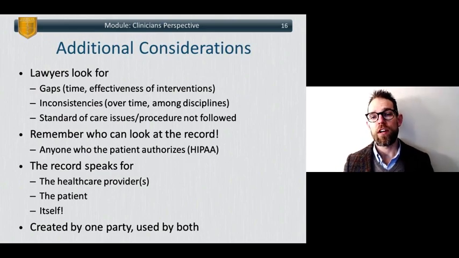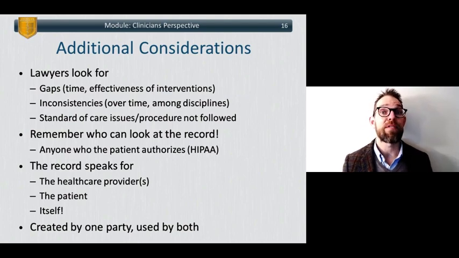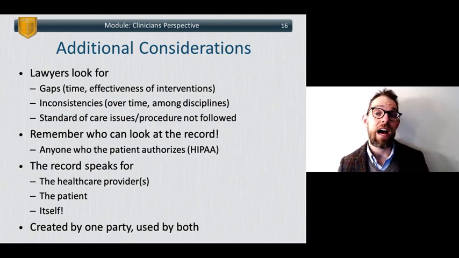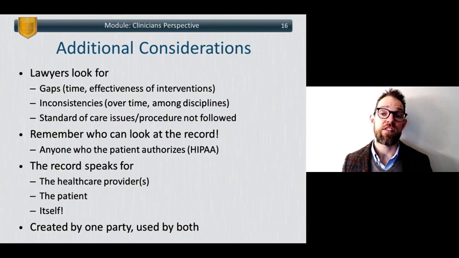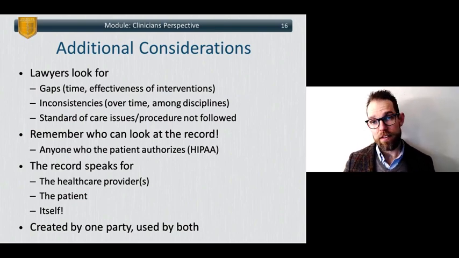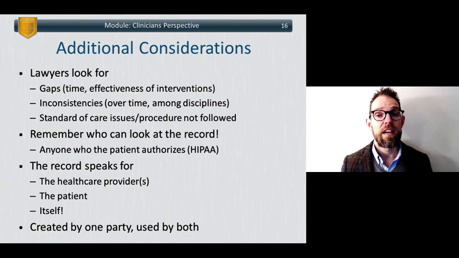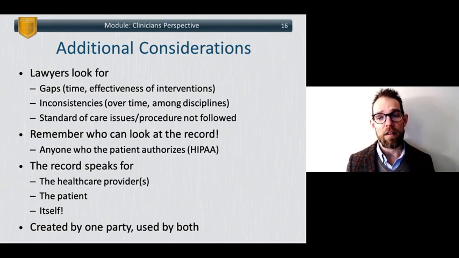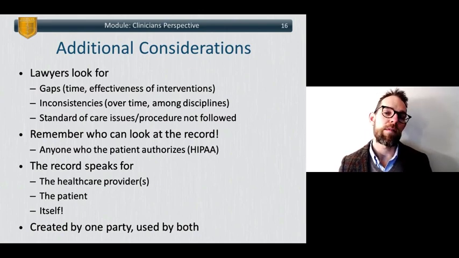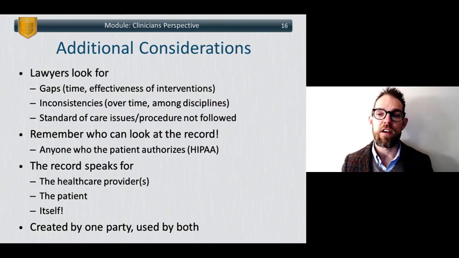So what are lawyers going to look for? They're going to look for gaps in documentation, whether that be time or effectiveness of intervention, which is why after something happens, it is important that you document and you've got a good timeline of those events. A lawyer is going to look for inconsistency over time, across disciplines, handoffs, etc. Where there are discrepancies related to standard of care issues. Was procedure or protocol not followed?